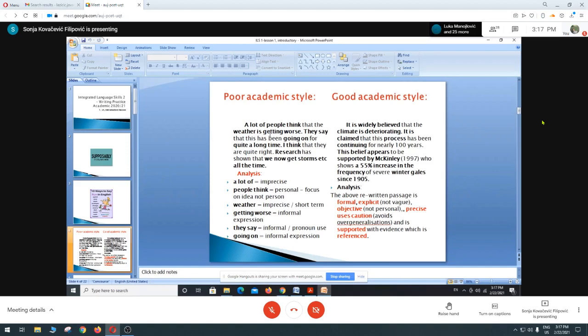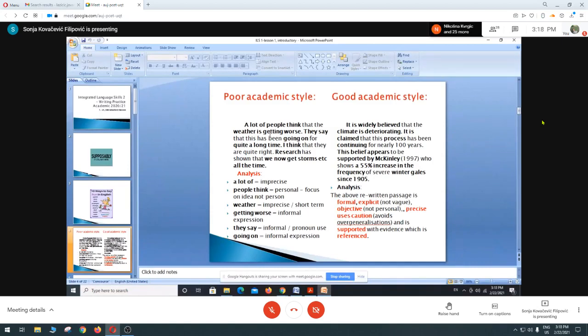So have a look at this example of poor academic style on the left-hand side. Can you see well what is on the screen? Yes? Okay, so on the left-hand side, there is an example of poor academic style, whereas on the right-hand side, there is an example of good academic style. So let's consider what's wrong on the left-hand side.